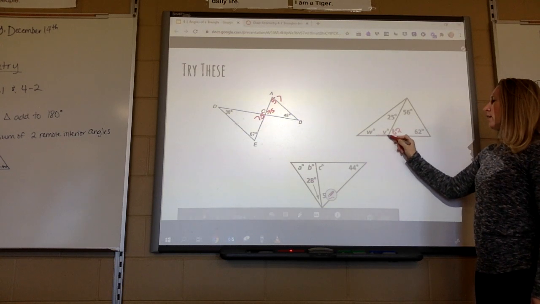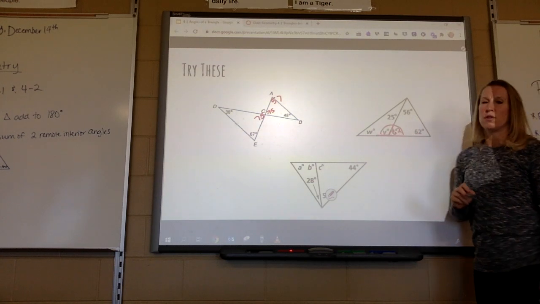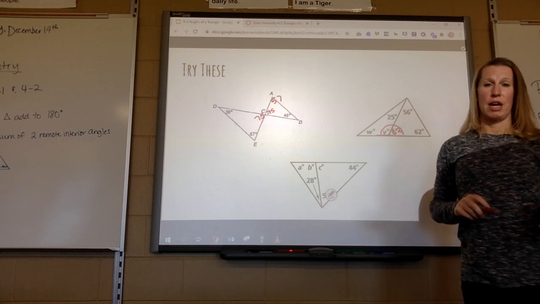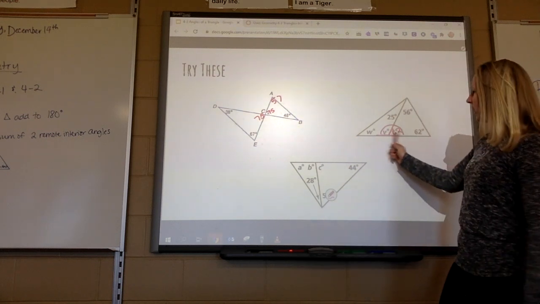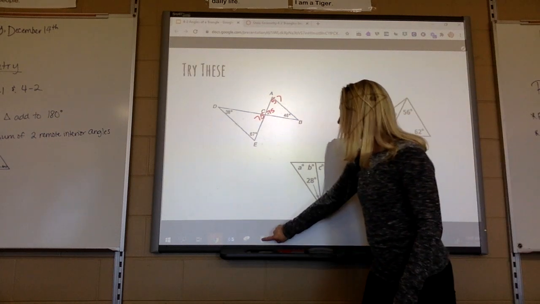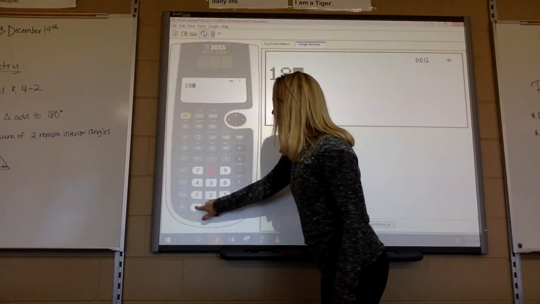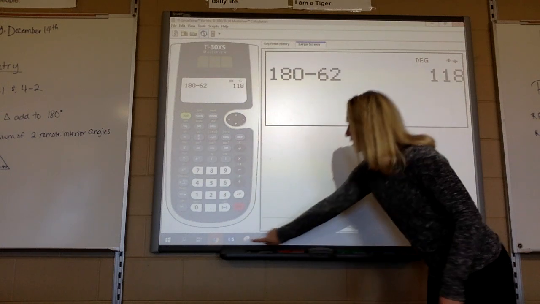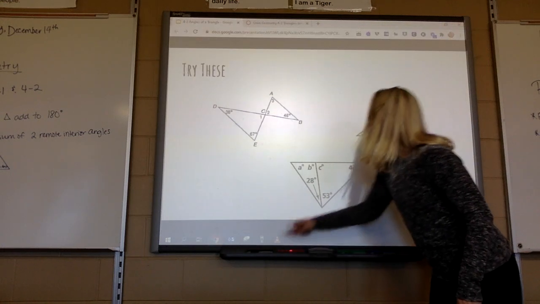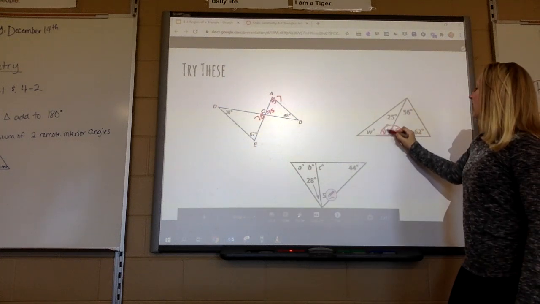Now look at these two angles right here. Those would be a linear pair. And what does a linear pair always add up to? 180. So 180 minus 62. 180 minus 62 is 118. So I know this angle is 118.